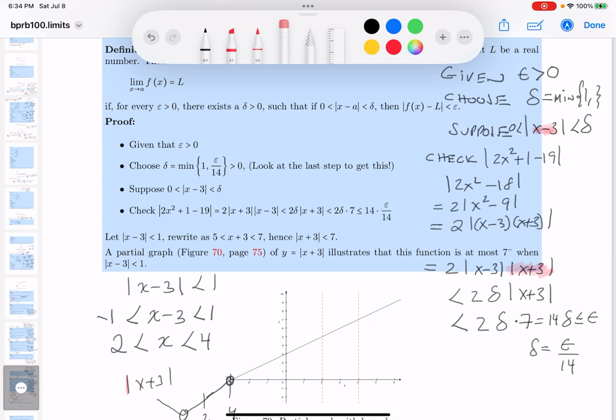Let's go back over here. Get my eraser out. And write that down.